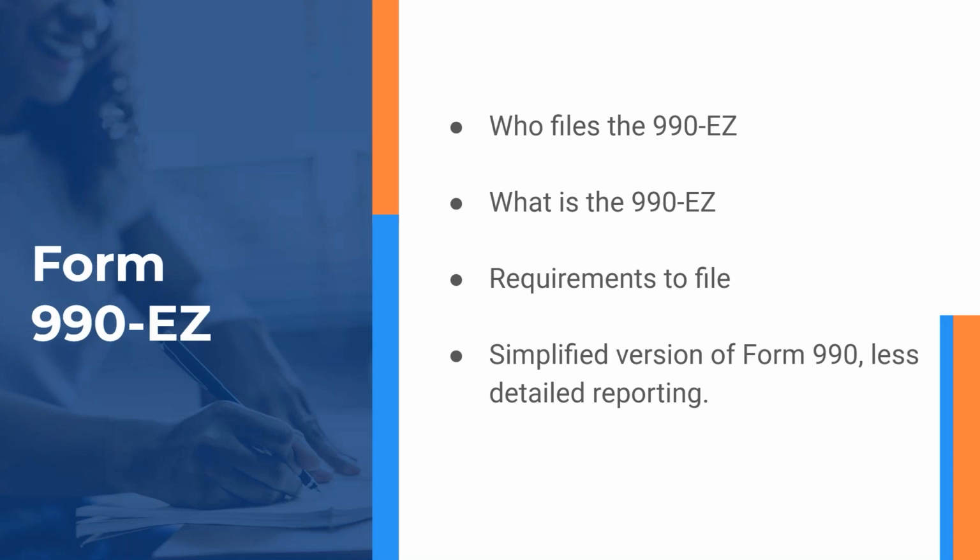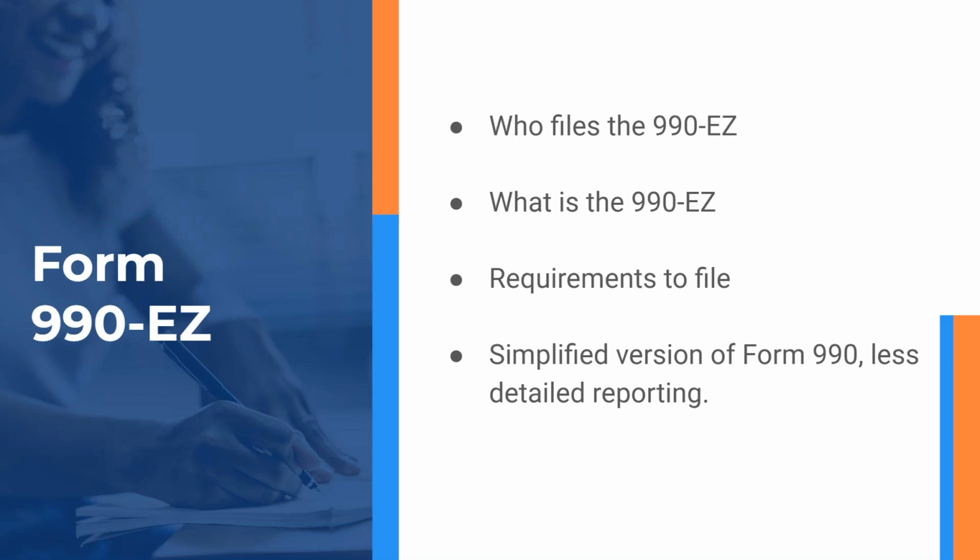Part 3 is where the organization describes its primary exempt purpose and reports on its program service accomplishments for each of its 3 largest programs. It requires detailing the services provided, the number of people benefited, and the expenses related to these programs.